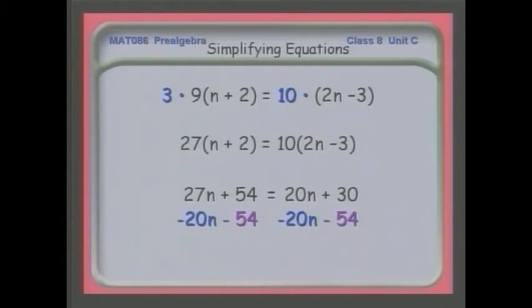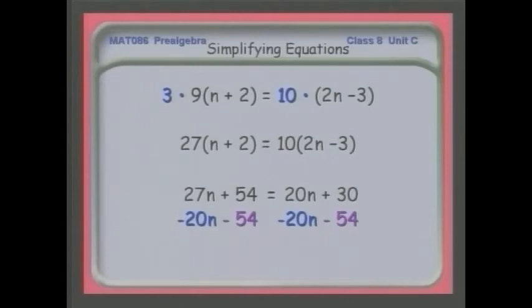I notice that if on the right I were to subtract a 20n, that would get rid of the n's on the right. I notice on the left, if I subtracted a 54, that would get rid of all the numbers on the left. That's what I want to do. Effectively, I add minus 20n minus 54 to both sides of that equation. Adding the 54 gets rid of the 54 on the left. Adding the minus 20n gets rid of the 20n on the right. 2 steps all at once.